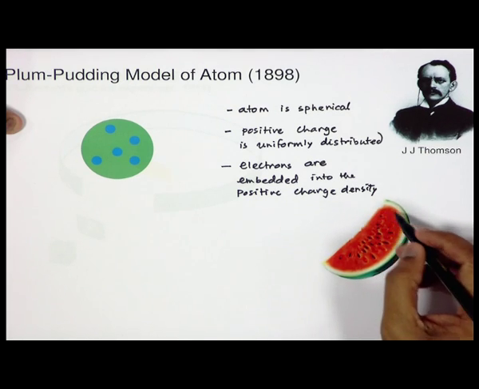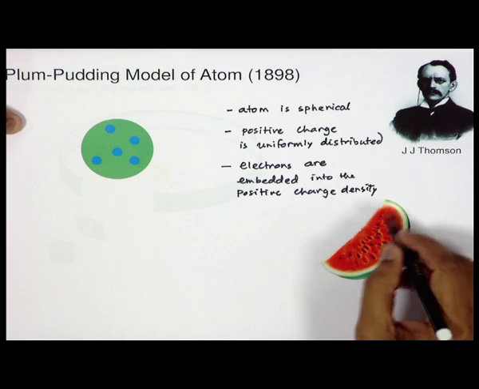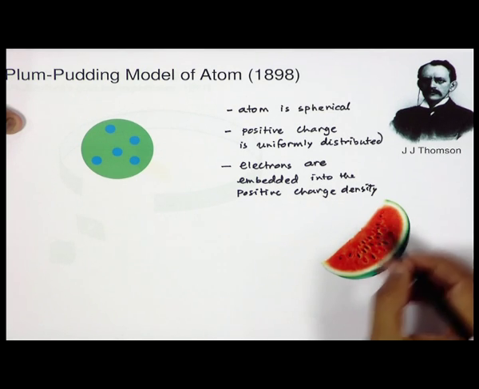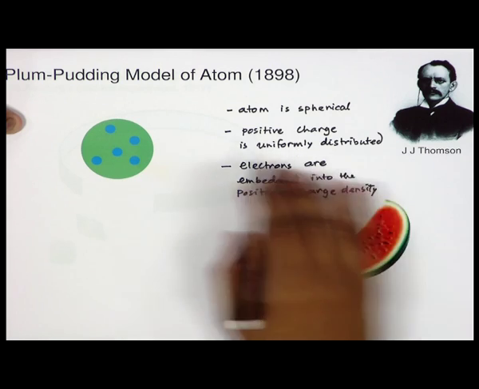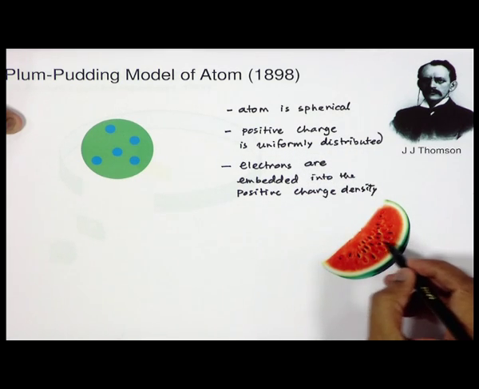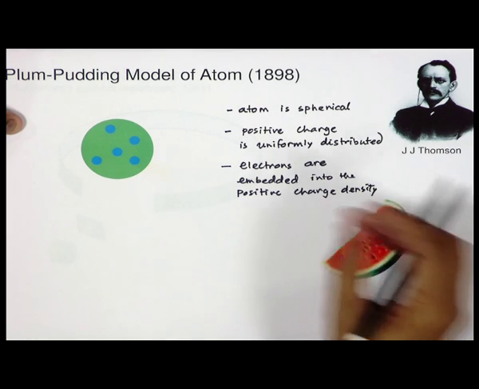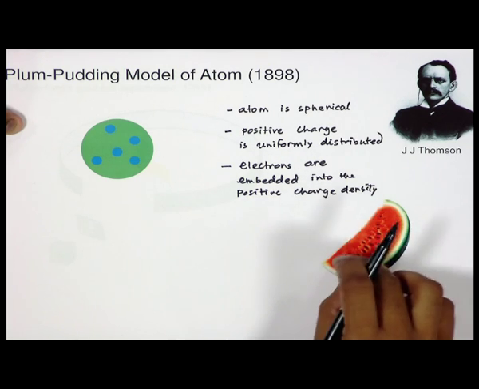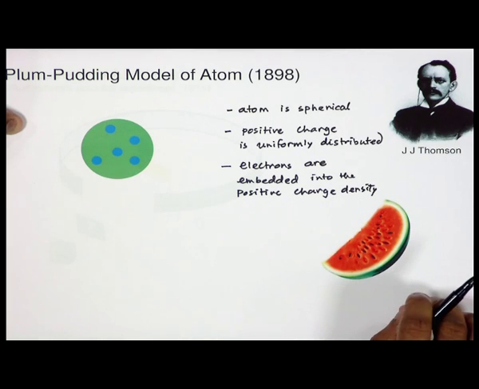You see the watermelon, the red flesh of the fruit part of the watermelon can be imagined to be the positive charge distribution, and the black seeds that you see are essentially the electrons which are embedded into this fruity part of the watermelon. You can call it the plum pudding model or the watermelon model.